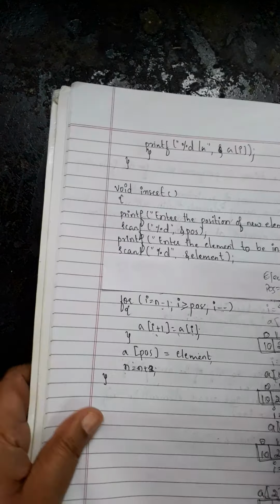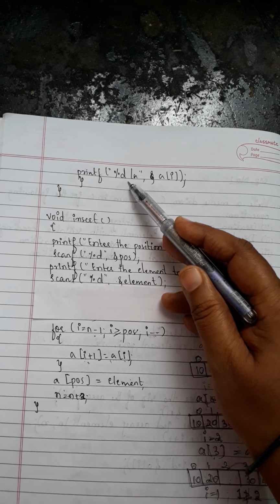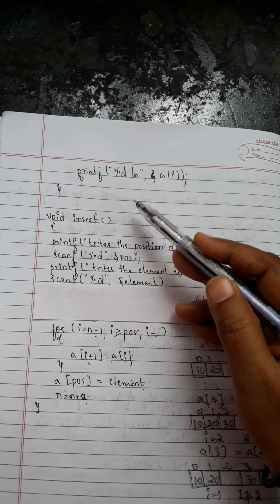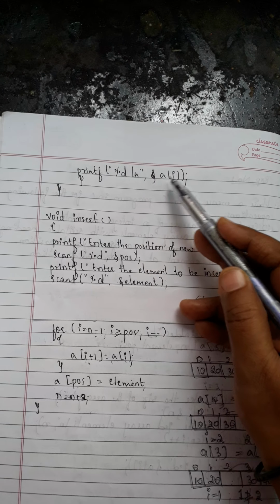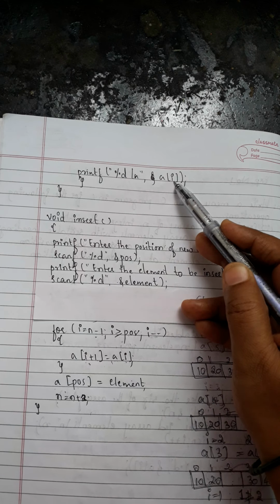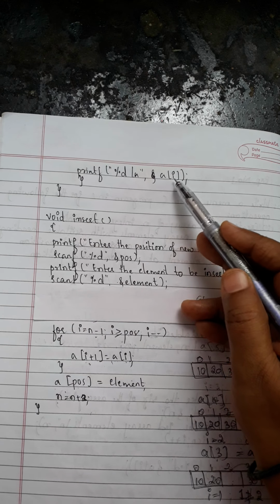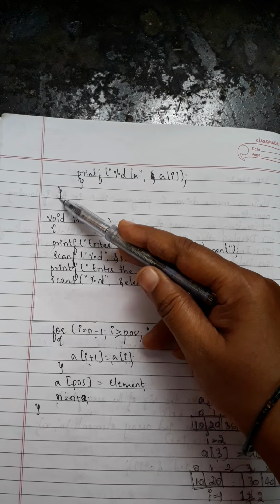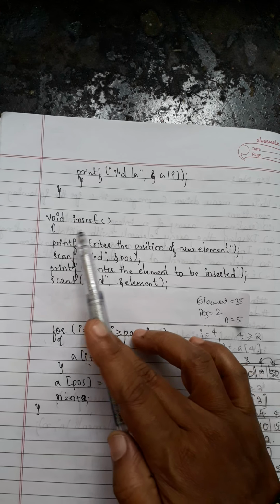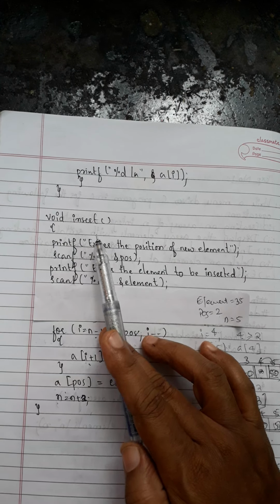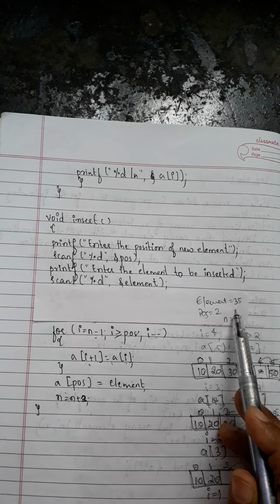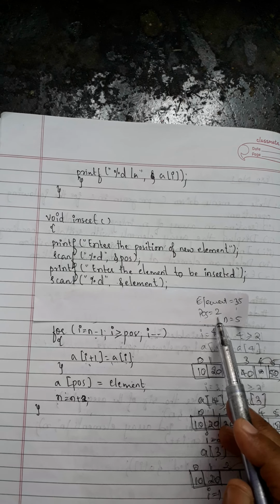The slash n is included with %d so that the array elements are displayed one after another, first row, second row, third row, like this, and a[i] indexing is from 0 to n. So all the elements of the array are displayed using this function display. Then the third function is insert. This function is basically used to insert a new element 35 into the already existing array at position 2.